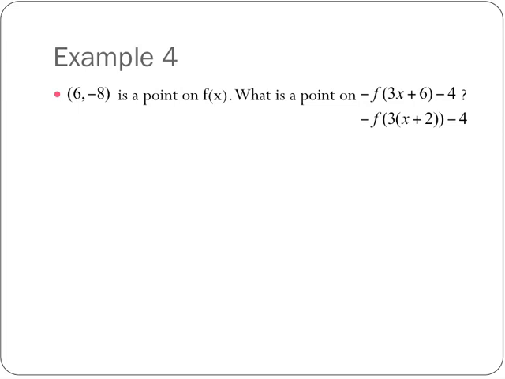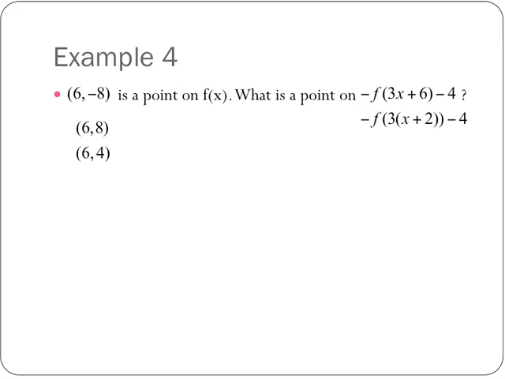Okay, so we should work from left to right, and I'm going to start with the outside. Now you'll notice that everything that's on the outside is going to affect your y value. So starting with the negative that's on the outside, that's a reflection in the x-axis. So that means your y value is going to become the opposite. So 6, negative 8 will become 6, 8. Okay, so that takes care of that transformation. Now we have that minus 4 at the end. That means that your y value will go down by 4. So 6, 8 will now become 6, 4.